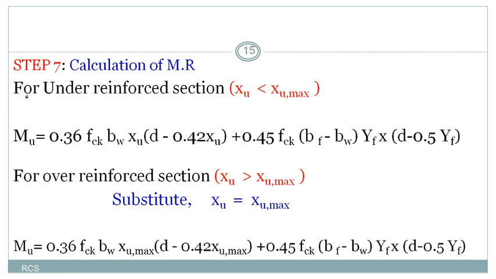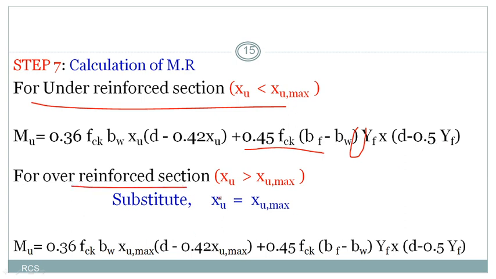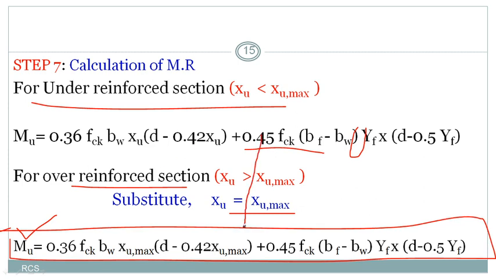Right? So if it is an under reinforced section, then MU equals 0.36 FCK BW XU (D minus 0.42 XU) plus 0.45 FCK (BF minus BW) YF. YF is what? The modified depth of the flange, and this is multiplied by (D minus 0.5 YF). If it is an over reinforced section, you know that in place of XU we have to substitute XU max, and the formula will be like this for calculating the maximum moment of resistance. Simple, in place of XU in this equation substitute XU max, and we get this equation.